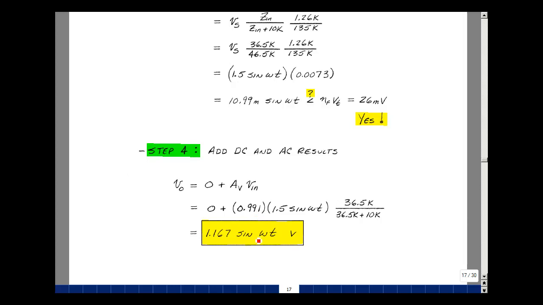We now have to find Vn. It's going to be V sub S times the voltage divider of Zn over Zn plus 10K. And that's 1.167 times the sine of omega t. We have a voltage coming in, but the voltage coming out is a little bit smaller because we have a voltage gain less than 1 from V out to Vn. And this is the analysis of the common collector amplifier.